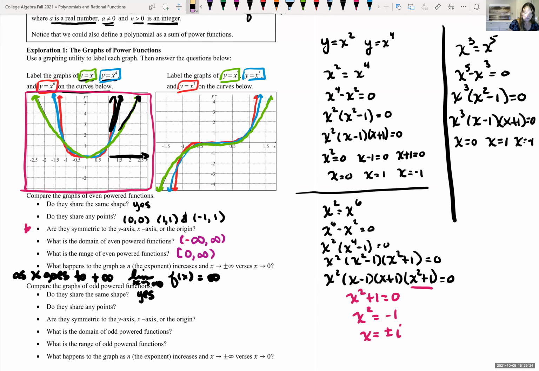Okay, so we showed it algebraically. And so, at least in one case, 0, 0 is going to be the same point, 1, 1, and negative 1, negative 1. Are they symmetric with the y-axis, x-axis, or origin? Looking at this, if we folded our paper in order for it to be a mirror image, it has to be folded in four. And so this would be with the origin.